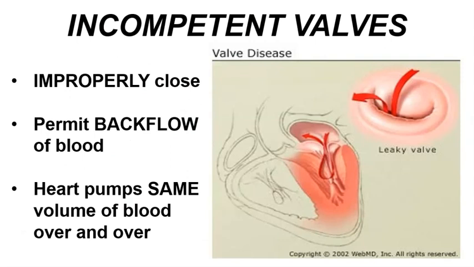A couple of things that can go wrong with valves is that valves could be incompetent, which means that they do not close properly. Incompetent valves will allow blood to leak back into the chamber that blood had just left from or just exited from. So as a result, the heart will pump the same volume of blood over and over due to this backflow, meaning that the heart is going to have to unnecessarily work harder to move that volume of blood.